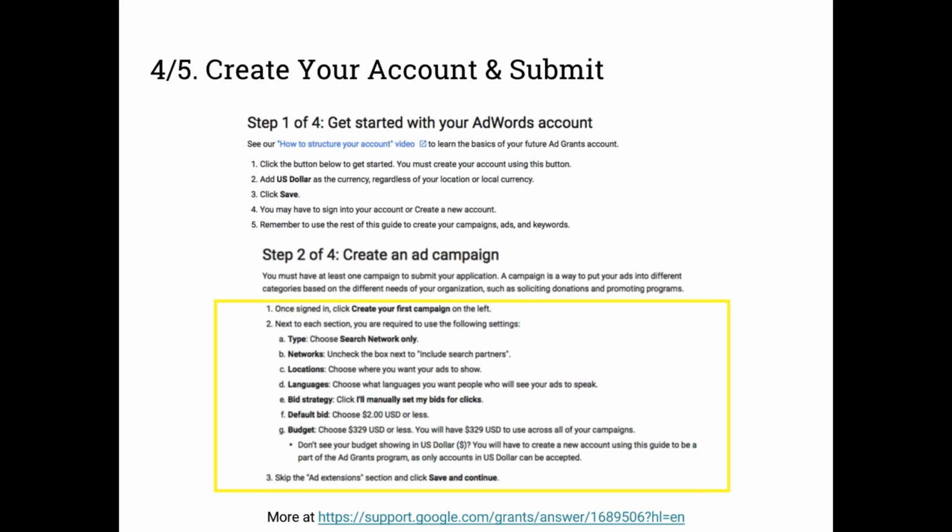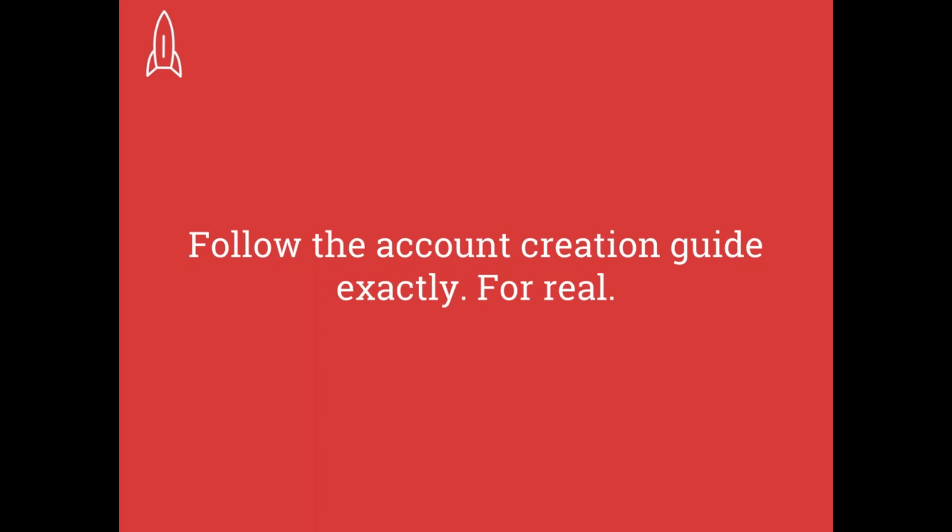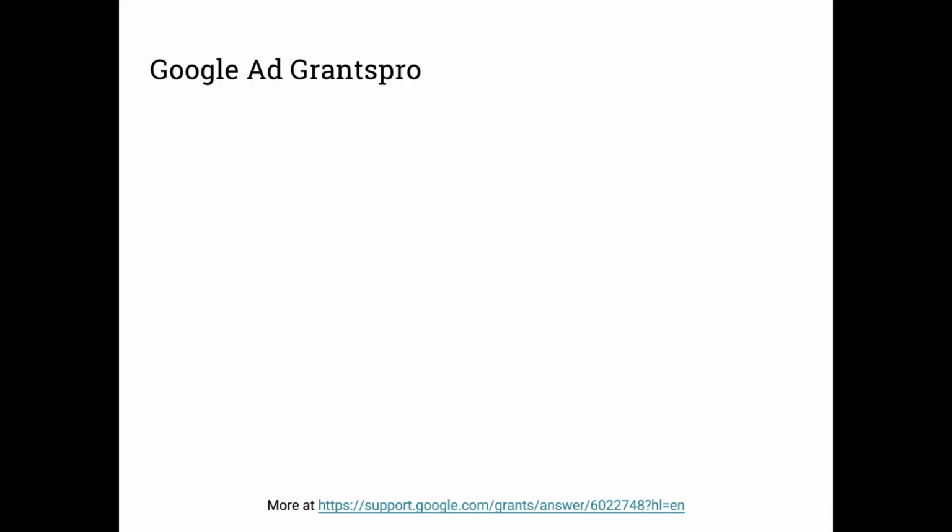So then once you get started, it'll walk you through, again, there's great resources for this, and as long as you follow this structure, what they tell you to do, like has to be in US dollar, only search network, manually set bid clicks, choose $2 or less, set the budget $329 or less, don't input your billing information. It'll tell you these things, and please listen to them as they go. Follow the account creation guide exactly. We've done dozens of these now, and the two problems are that people don't go in incognito mode and they don't follow the account creation guide. If you do both of those things, you can get through it. It's fairly straightforward, so be sure to follow that account creation guide.